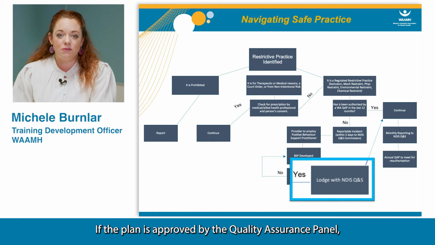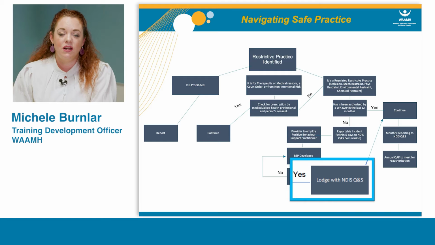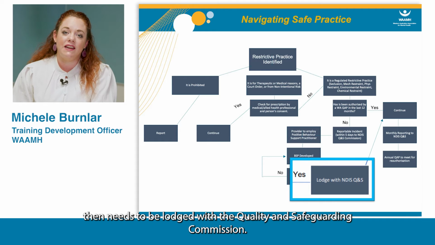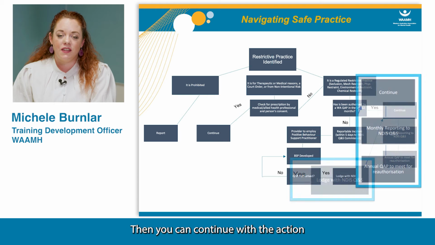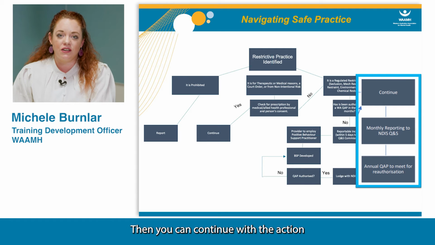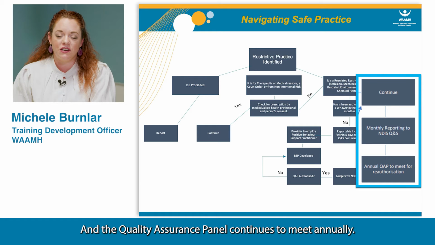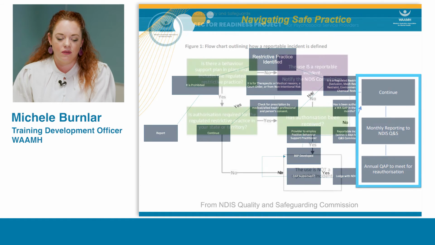If the plan is approved by the Quality Assurance Panel, the behaviour support plan then needs to be lodged with the Quality and Safeguarding Commission. Then you can continue with the action as long as you report monthly to the Quality and Safeguarding Commission and the Quality Assurance Panel continues to meet annually.